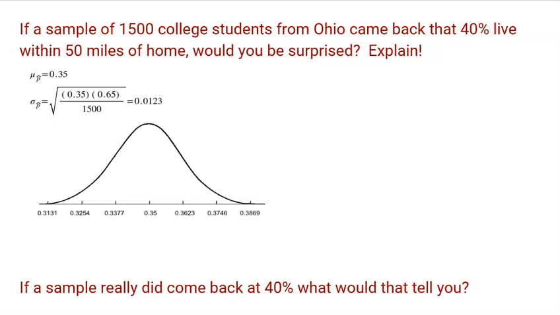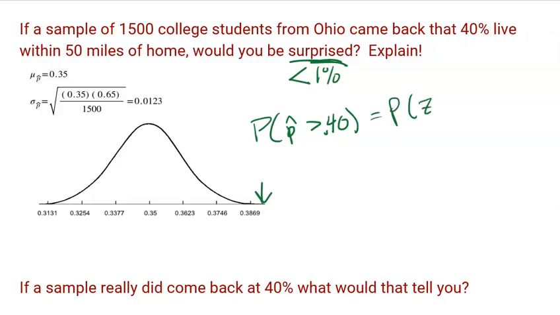Well, remember, what does being surprised mean to us? That means it's significant. That means it's very unlikely to happen, which is under a 1% probability. So I need to find the probability that a sample comes back at 40% or more. Now, why am I doing or more? Remember, this is a p-value. 40% is on the high side. So, or more extreme, or more significant, would be any higher than that.